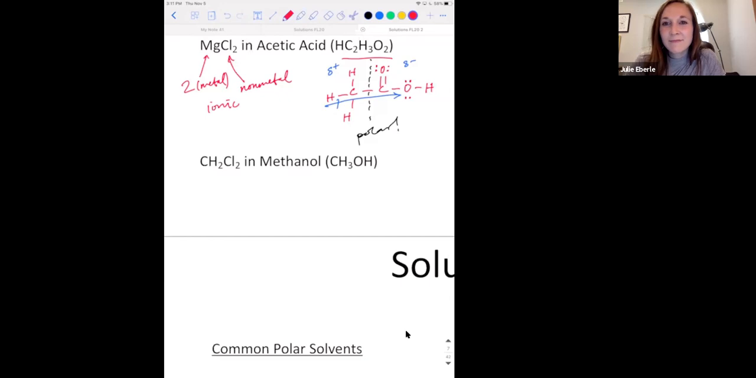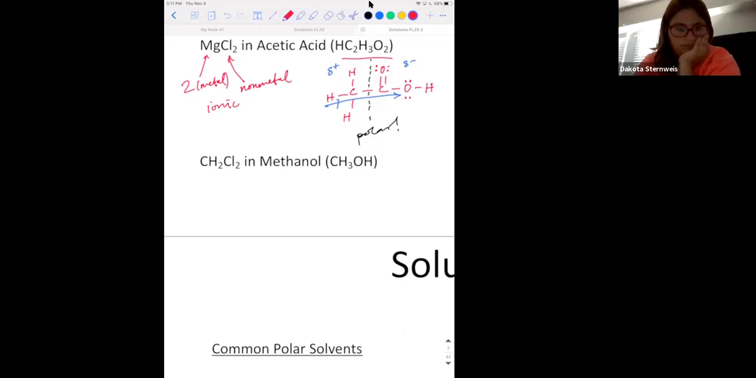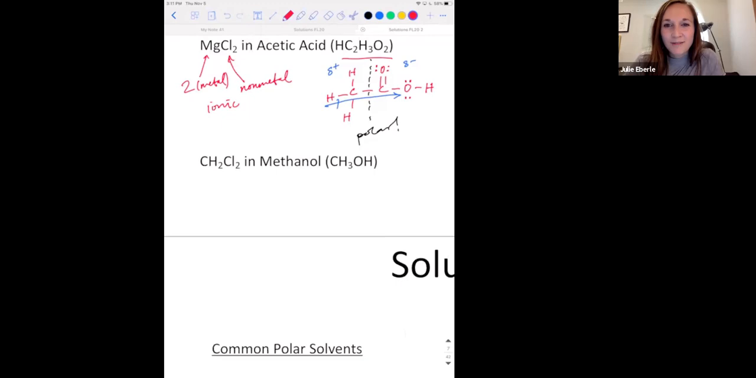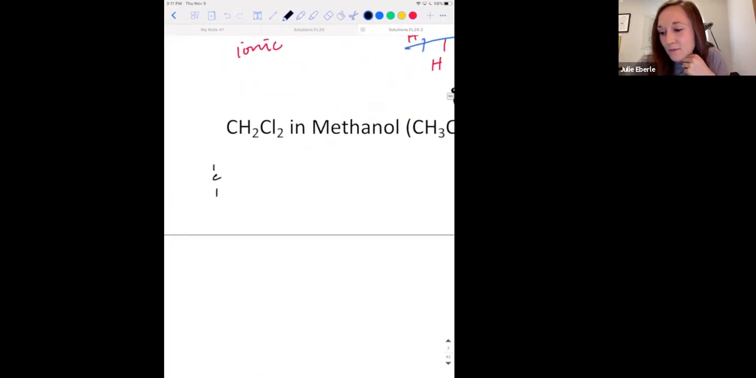Anybody? Nobody wants to guess. Nobody wants to be wrong. Polar? Yes, it is polar. Sorry. This one's tricky. This one looks polar because of those chlorines, but you can actually draw this out two ways. Let's draw this out both ways. You could draw it out like this, or you could draw it out like this.